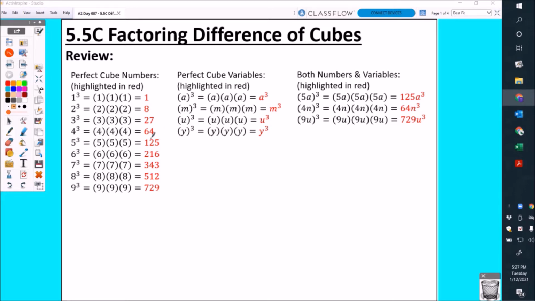Now, before that, here I give out a reference of perfect cube numbers, perfect cube variables, and perfect cube numbers with variables. These should be in your notes already. If not, I recommend that you make sure you have these. I will be using these as a reference.